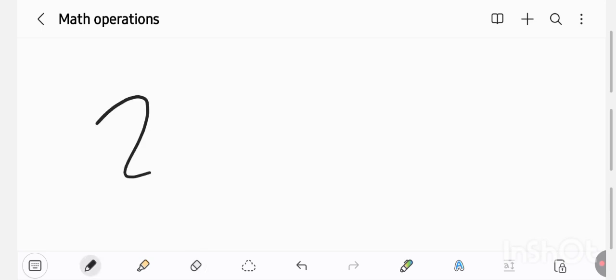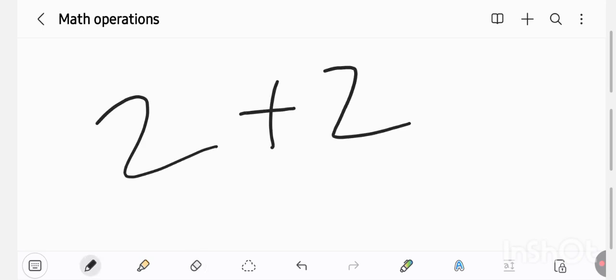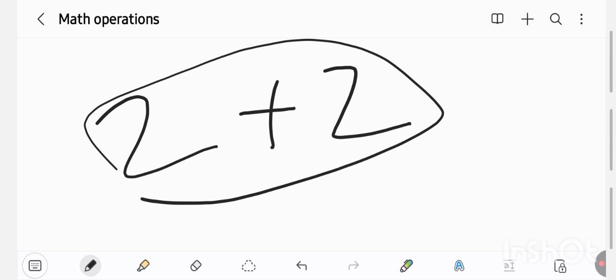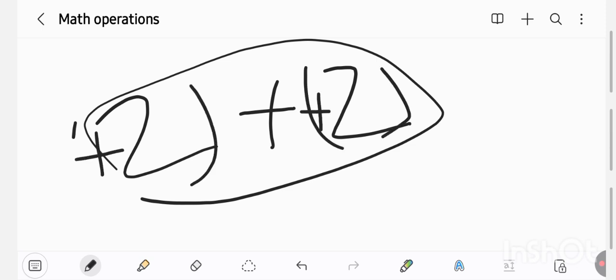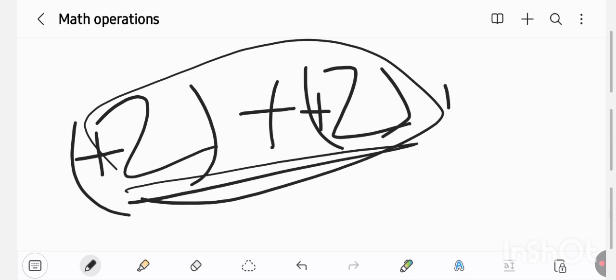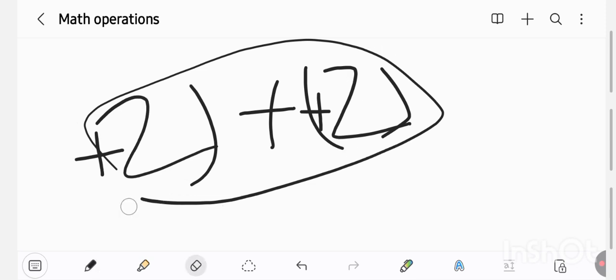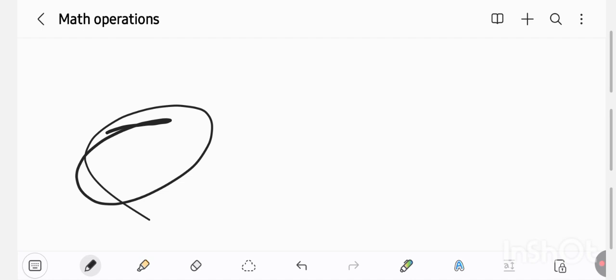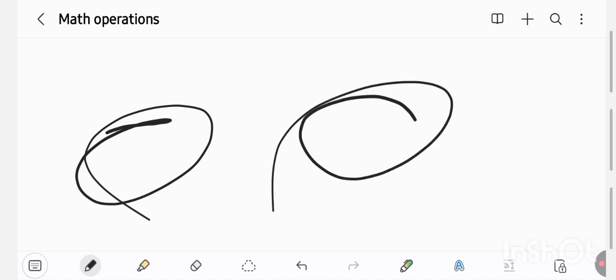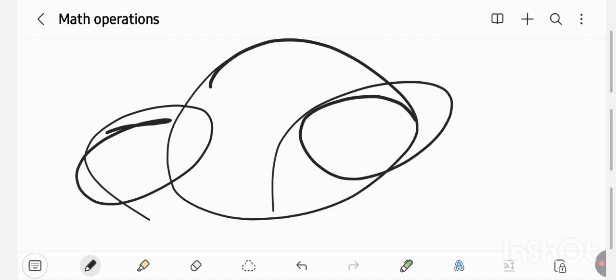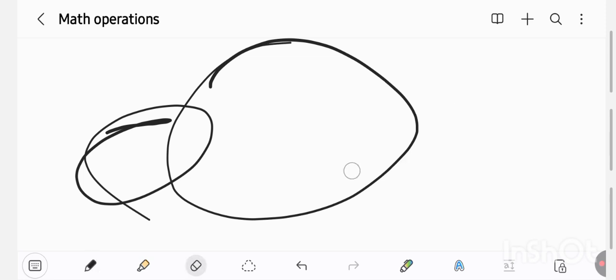Suppose you have 2 plus 2. Here it means you're adding plus 2 and plus 2 all together. Another rule of mathematics is that when a positive value gets added with another positive value, it becomes bigger like this. Now, this is a very foolish explanation, but it's a rule.